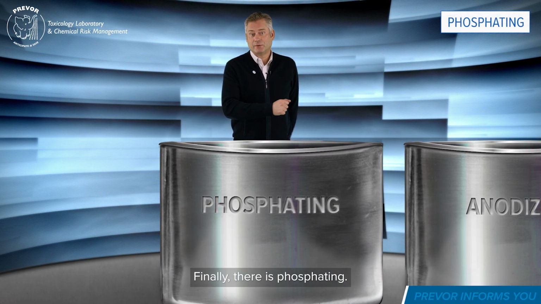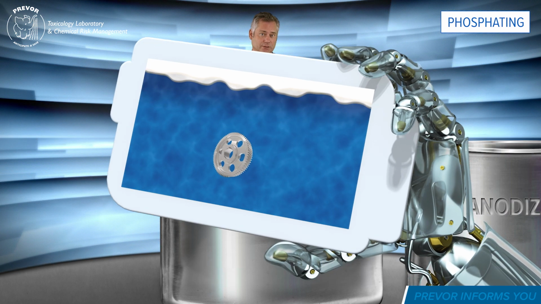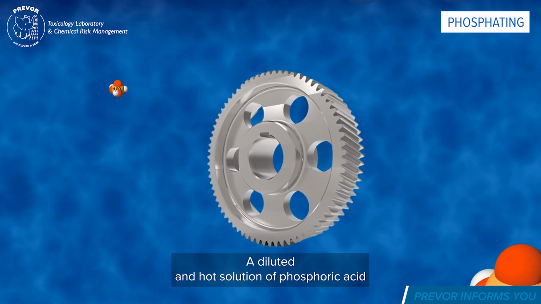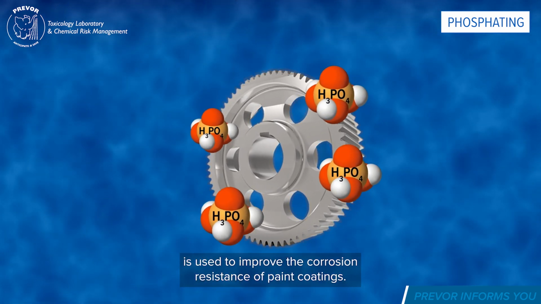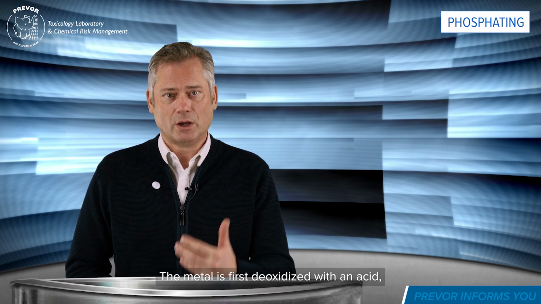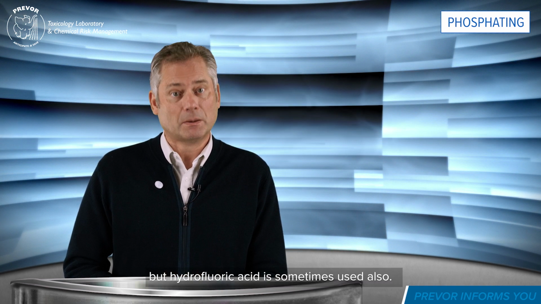Finally, there is phosphating. This is a surface treatment performed with a phosphorus agent. A diluted and hot solution of phosphoric acid is used to improve the corrosion resistance of paint coatings. The metal is first deoxidized with an acid, usually hydrochloric or sulfuric, but hydrofluoric acid is sometimes used also.